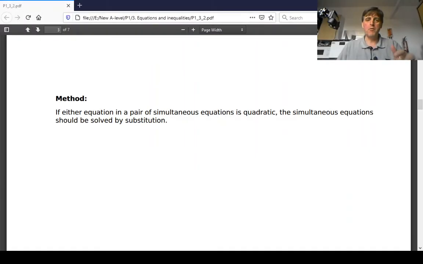So what does that mean for us? Well, whenever we have simultaneous equations where one of the equations is a quadratic or has anything quadratic in it, we can't use an elimination method. We must use a substitution method.